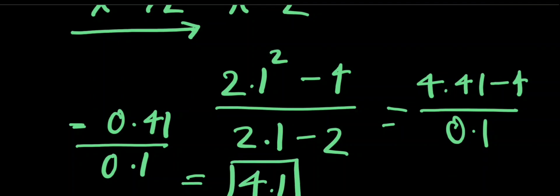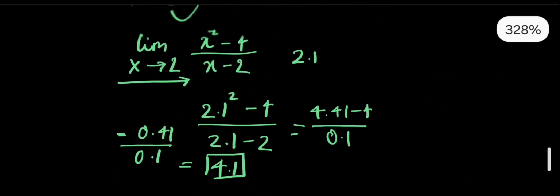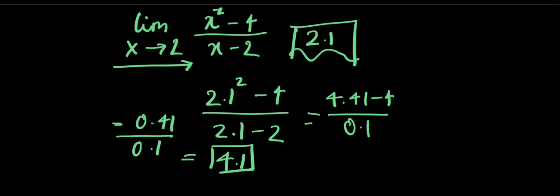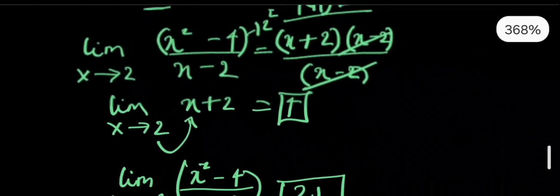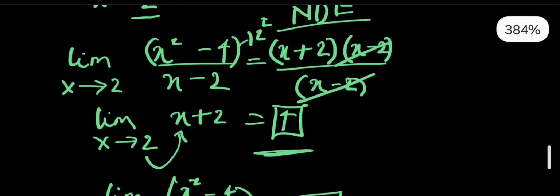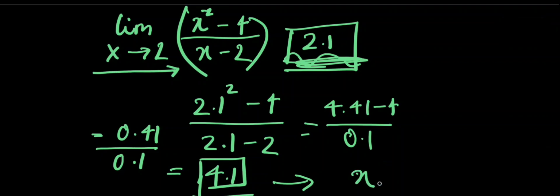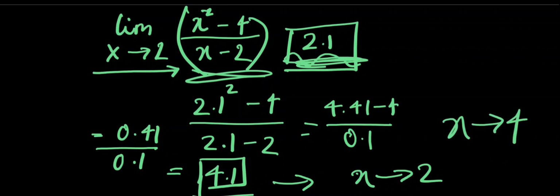Alright, over here we can see that as we've taken the x value close to 2, we get the value of this function close to 4, and our answer which we got using factorization was 4. So by this we can tell that as x approaches 2, this function approaches 4.